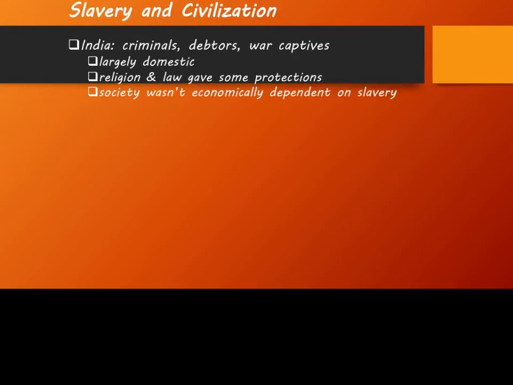In India, criminals, debtors, and war captives were the slaves. This was largely domestic. Religion and law gave some protections to slaves, not much, but some. And society wasn't economically dependent on slavery, like it was in other places like Rome, for example.